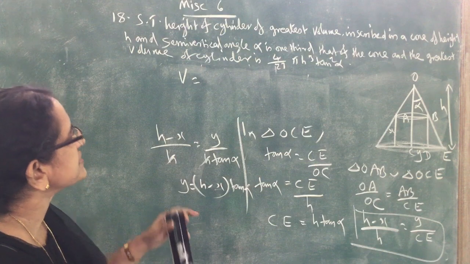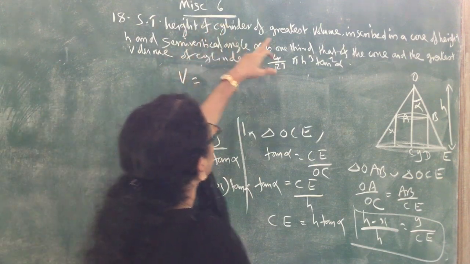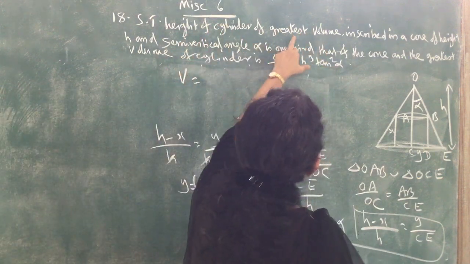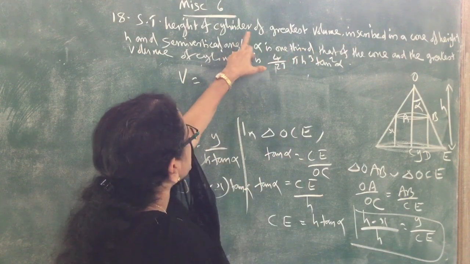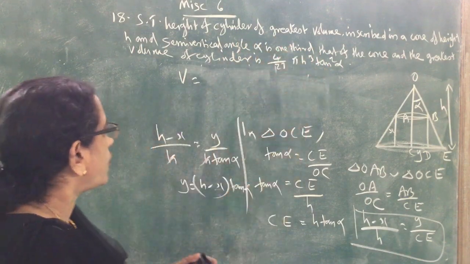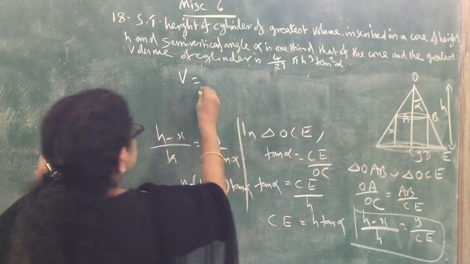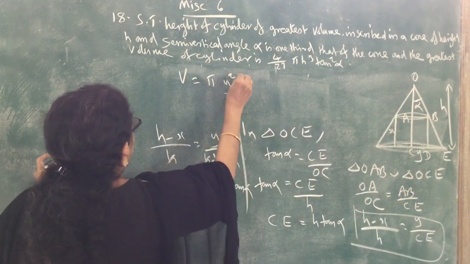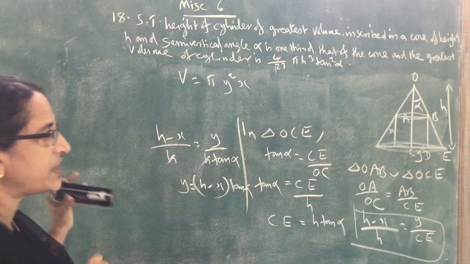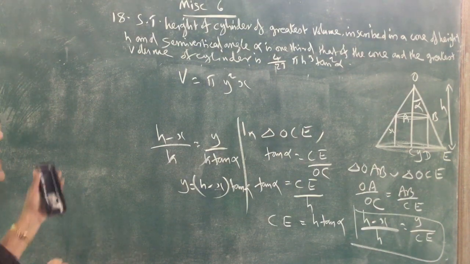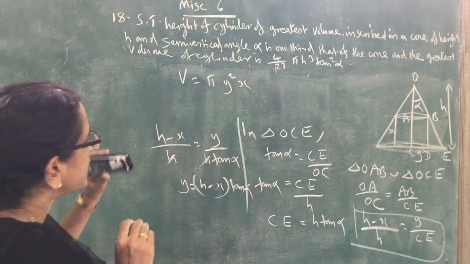What is the volume of the cylinder? Here we want the cylinder of greatest volume, so the volume of the cylinder should be greatest. The radius is y and the height is x, so the volume of the cylinder is pi into y square into x, that is pi r square h. This should be maximum.